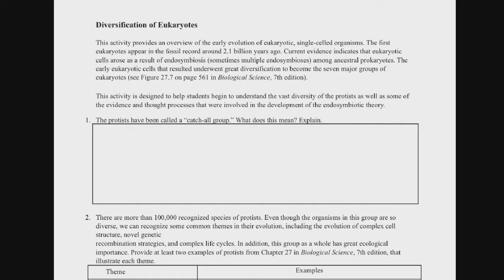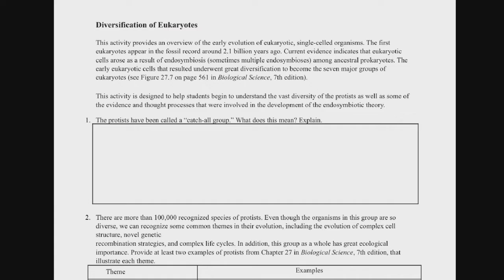So, diversification of eukaryotes. This activity provides an overview of the early evolution of eukaryotic single-celled organisms. The first eukaryotes appear in the fossil record about 2.1 billion years ago. Current evidence indicates that eukaryote cells arose as a result of endosymbiosis, sometimes multiple endosymbioses, among ancestral prokaryotes. The early eukaryotic cells that resulted underwent great diversification to become the 7 major groups of eukaryotes. See figure 27.7. This activity is designed to help students begin to understand the vast diversity of the protists, as well as some of the evidence and thought processes that were involved in the development of the endosymbiotic theory.